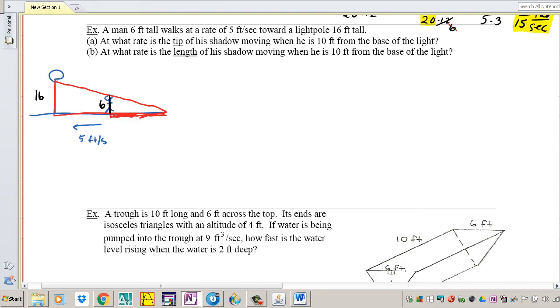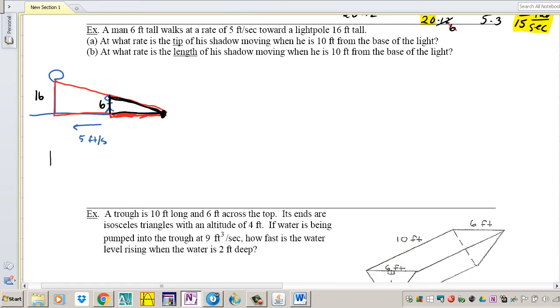I notice that I actually have two triangles. The red one is similar to the black one, so that means that they're proportional to each other. We'll get to that in a bit. So we want to find out at what rate the tip of his shadow is moving when he is moving towards the light. So here's the tip of his shadow, that dot that I'm drawing right there.